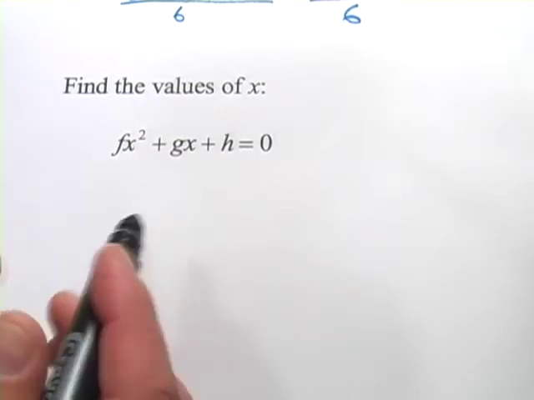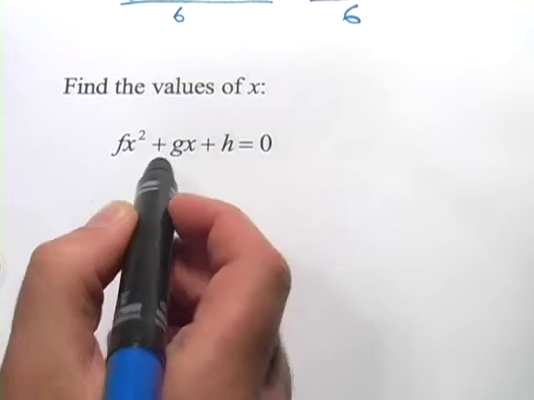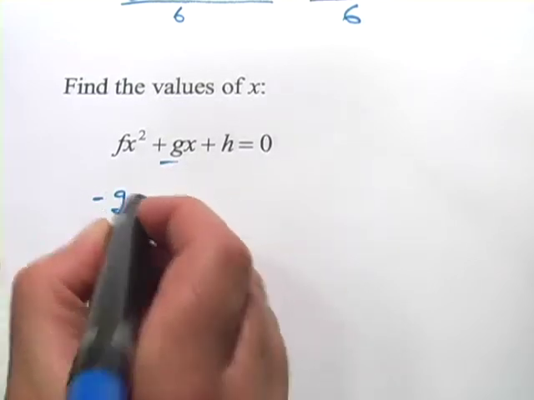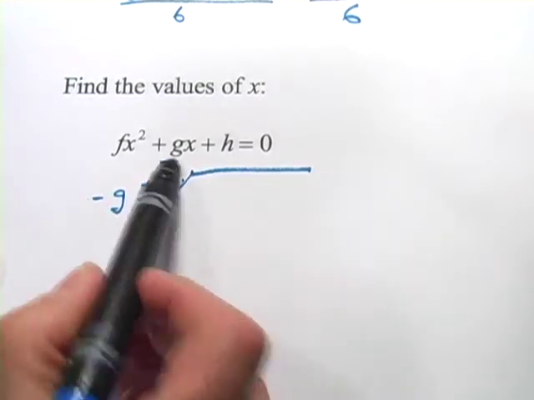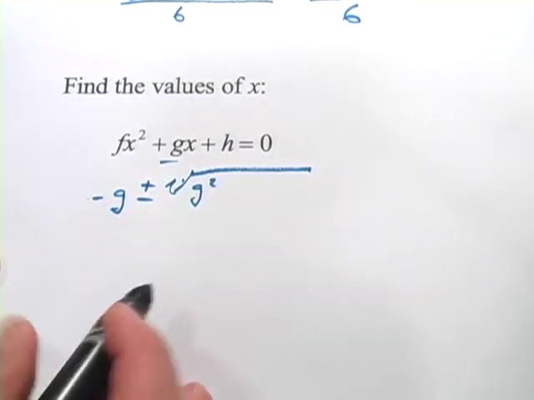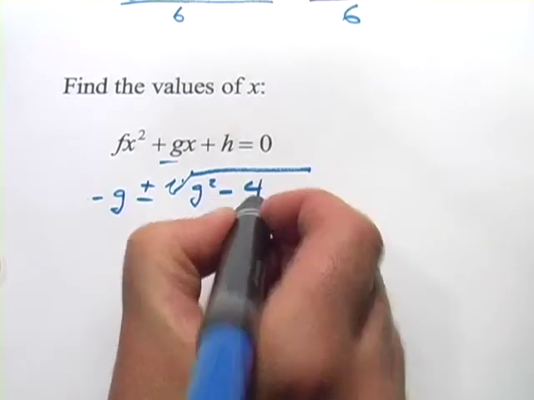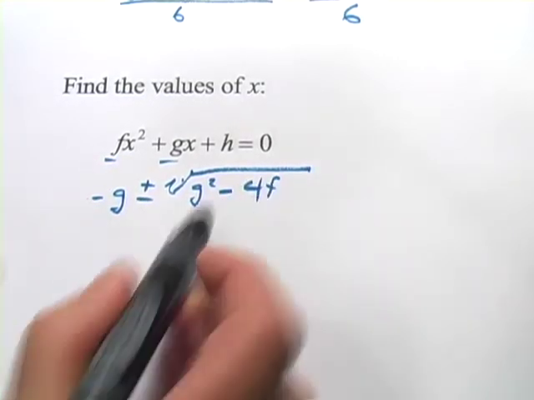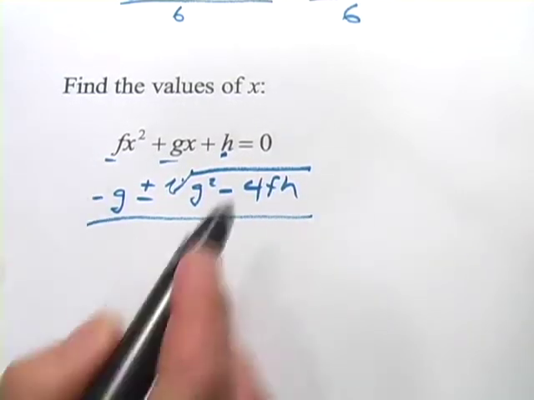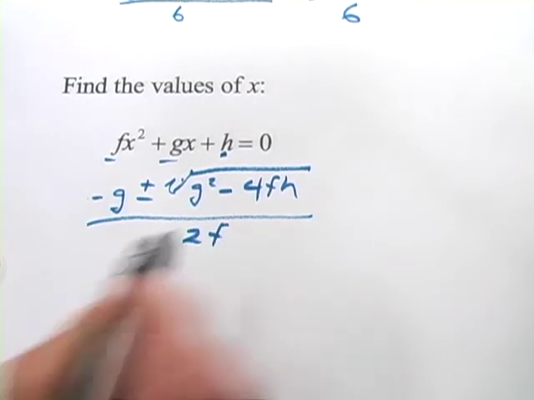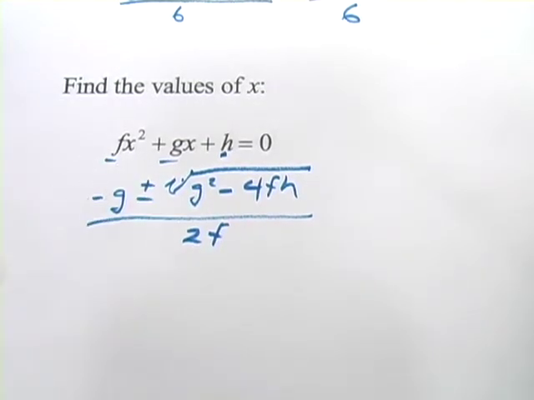We can just use the quadratic formula, which starts negative b. Well, b is g, so I'm going to say negative g plus or minus the square root of b squared would be g squared minus 4ac, so that would be 4 times f times h, all over 2a, which is going to be 2f. So we're really just plugging in f, g, and h for a, b, and c. And that's as far as we can take this one. We can't simplify that anymore. So that's a little refresher on using the quadratic formula.